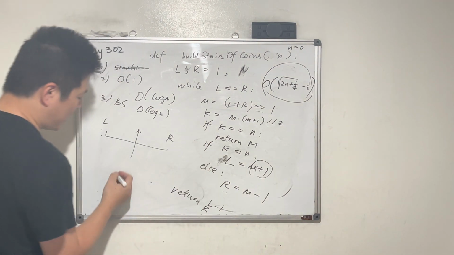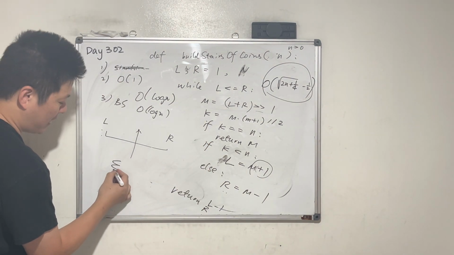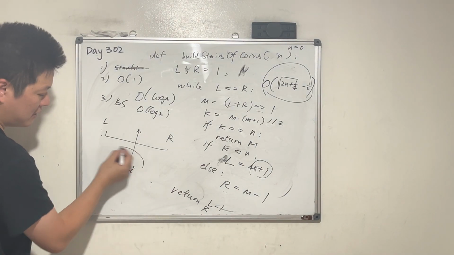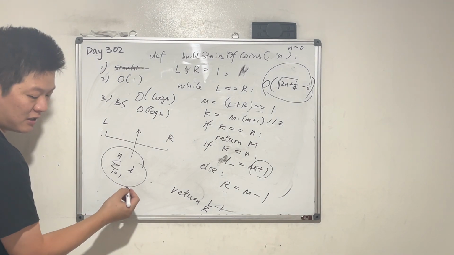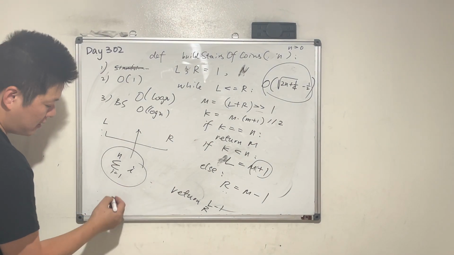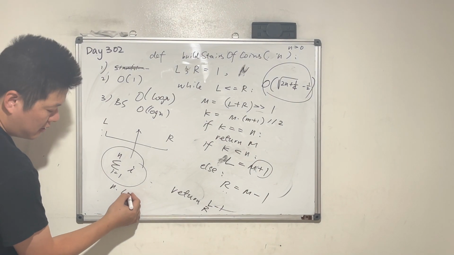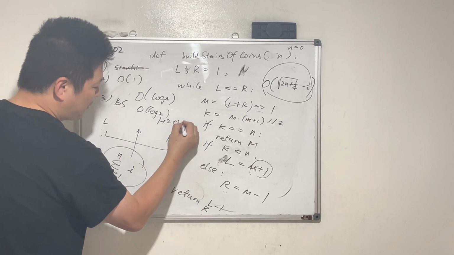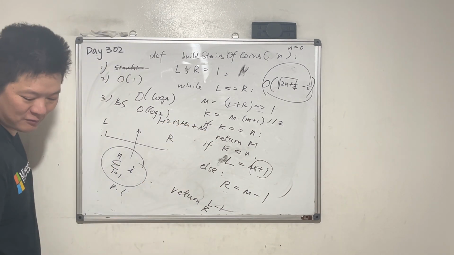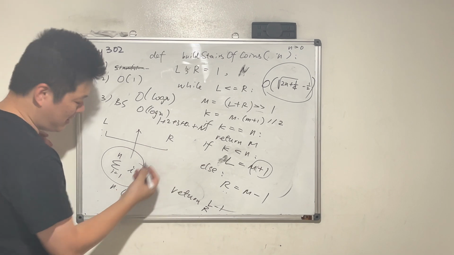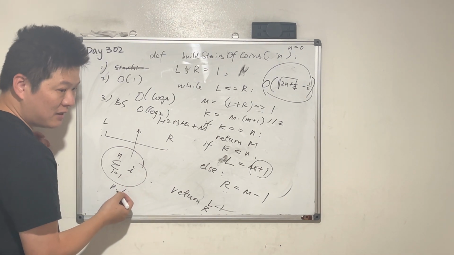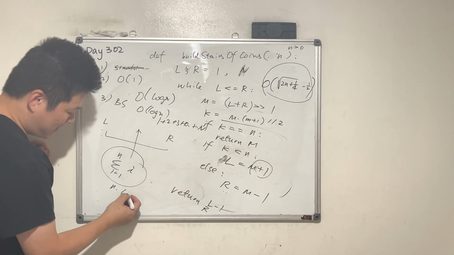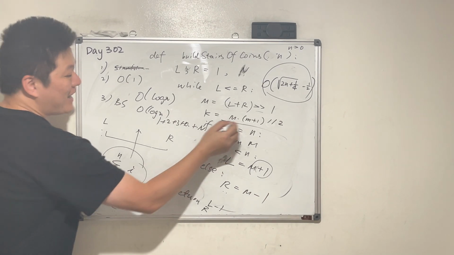What's the formula for calculating the sum of the first n integers? Sum of i, i equals 1 to n. What's 1 plus 2 plus 3 plus 4 till n? What's the sum? You know it from before. N times n plus 1 divided by 2.